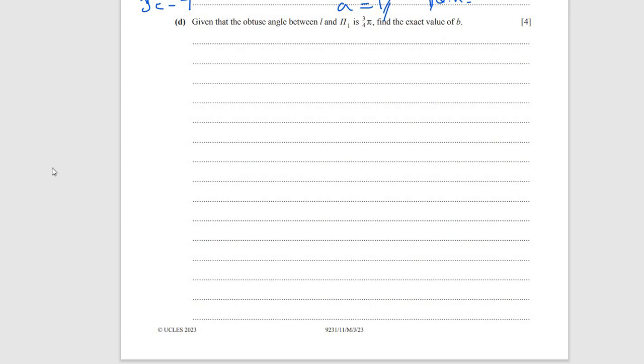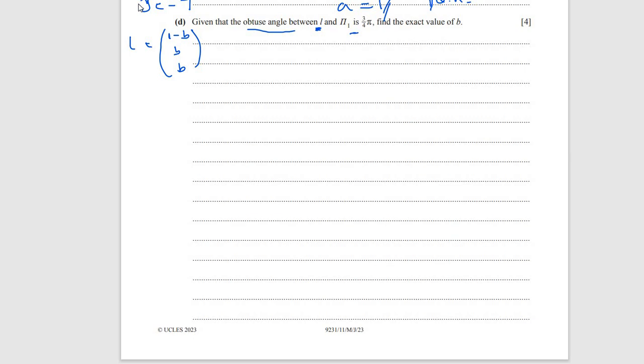Now the D question. It said, given that the obtuse angle between the line L and the plane 1. Okay, let me write the equation of line L. When you check the question, line L is given as: the first i component is 1 minus b, j is b, and k is b. That's line L.